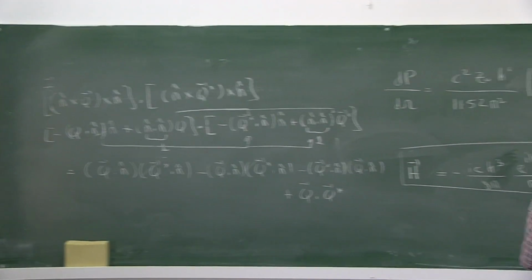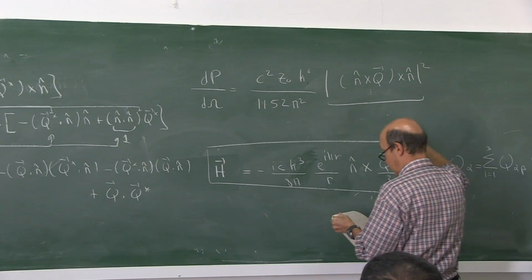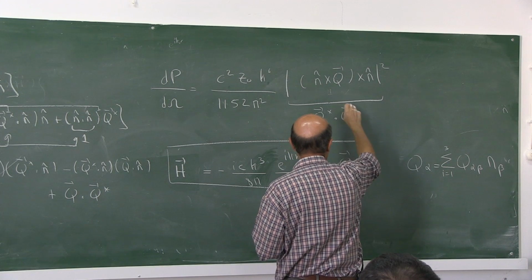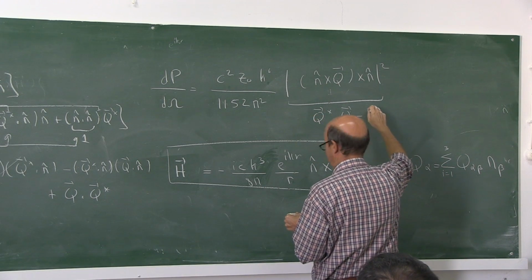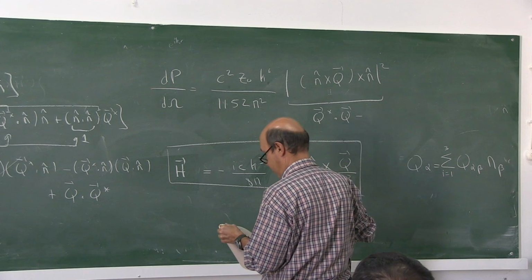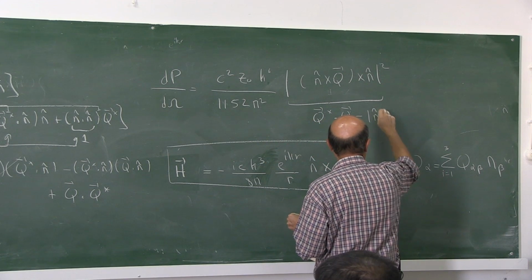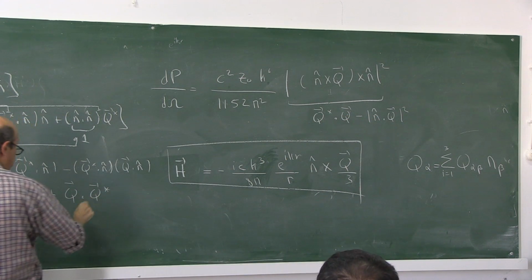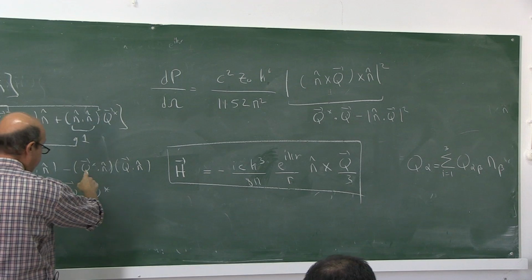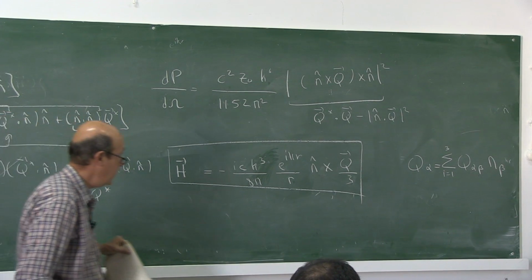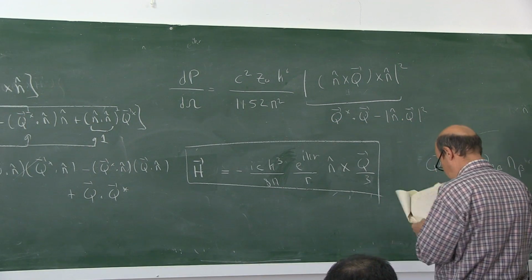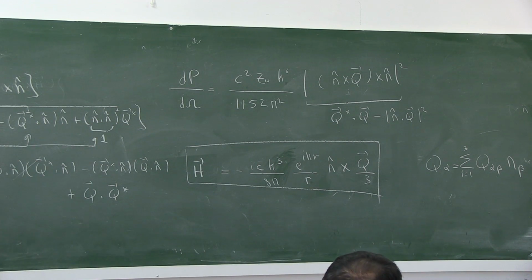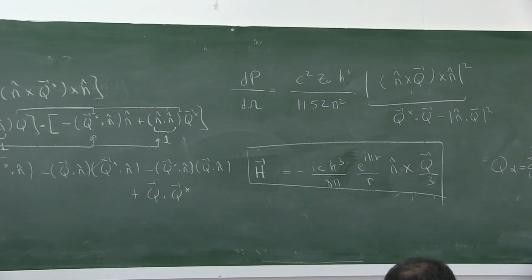And altogether, this is nothing but Q complex conjugate dot Q minus the magnitude of N dot Q squared. So this is Q dot Q complex conjugate, and the rest will be the magnitude of N dot Q squared. So you can go over this. Let us do a practical example. The result is correct. You can look and confirm the result by yourself.